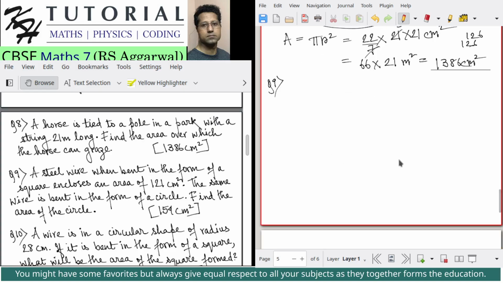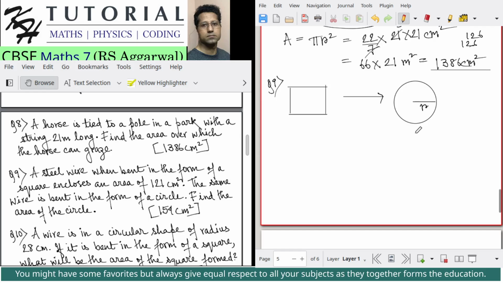A steel wire, when bent in the form of a square, encloses an area of 121 centimeter square. The same wire is bent in the form of a circle. Find the area of the circle. So initially the steel wire was in the shape of a square. Let's say this is a square, and then it was rebent to form a circle. Let's say the radius of the circle is r.